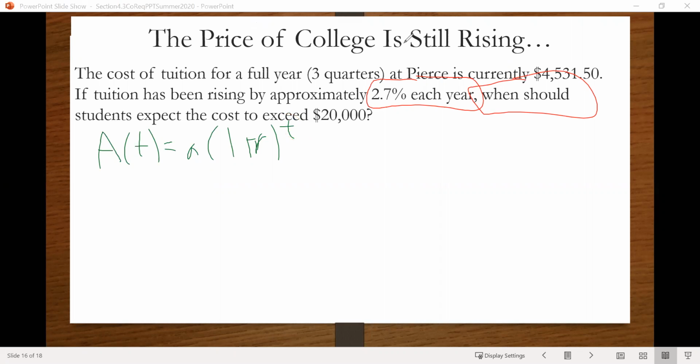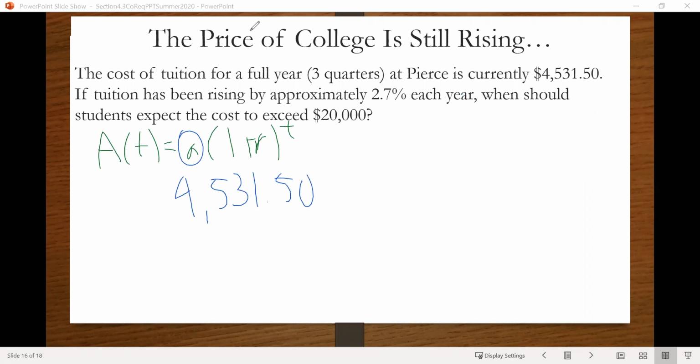So let's go ahead and fill in what we know based on what's given in the problem. We're first told that the cost of tuition is currently $4,531.50. So that'd be like our starting value, and that'll go in for lowercase a. Tuition's rising by 2.7% each year, so that's a percent growth. Well, that'll go in for r. Remember, when we put that in for r, it needs to be converted to a decimal. So 2.7% is the same as 0.027.